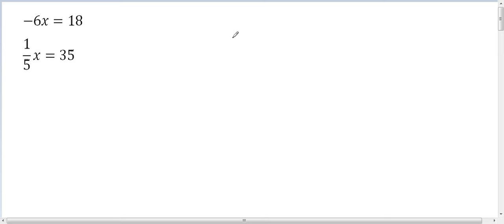This is called the multiplication property of equations, which states that when we multiply one side of the equation by a real number, we need to multiply the other side of the equation by the same number. Note that 0 is a special case.